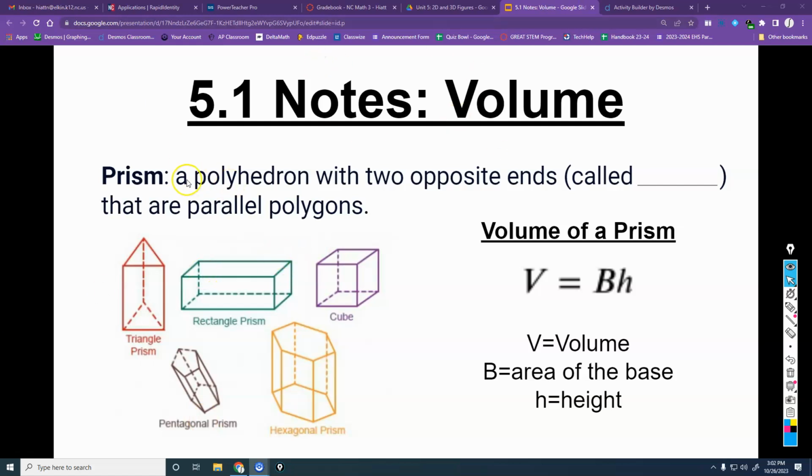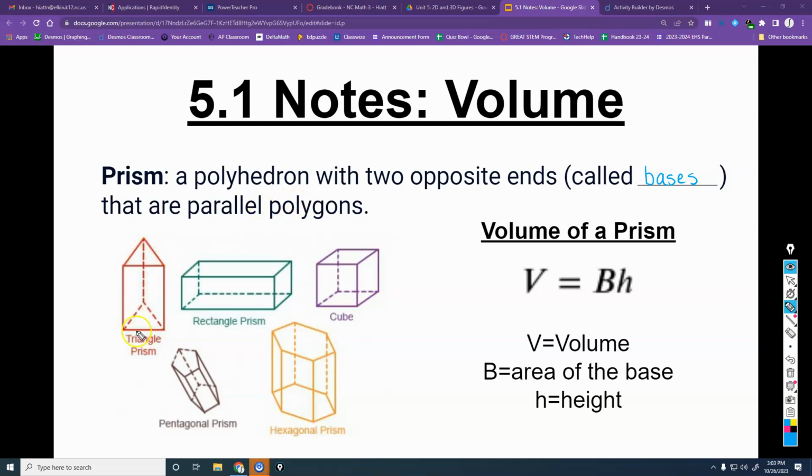Okay, today we are going to look at volume of different 3D figures. So the first type that we're going to look at are called prisms. And a prism is a polyhedron, which is just a 3D shape with some flat sides with two opposite ends. Those opposite ends are going to be called bases. And those bases are parallel polygons.